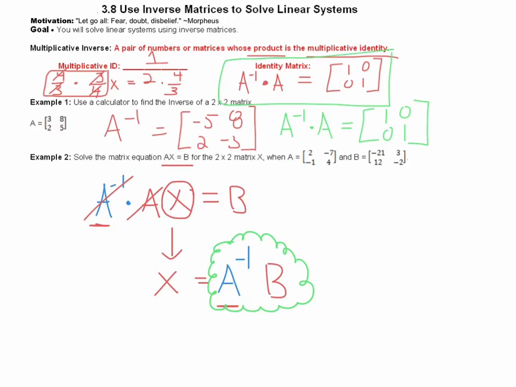So matrix A, we're going to go ahead and key that in. We're going to press second matrix, scroll over to edit. We're going to edit matrix A. It's still 2 by 2. And I'm going to enter in 2, -7, 1, up, -1. Careful, it's a -1 there. And 4. And I also need to now edit matrix B. So second matrix over to edit, down to B. That's 2 by 2. And I get -21, 3, 12, and -2.